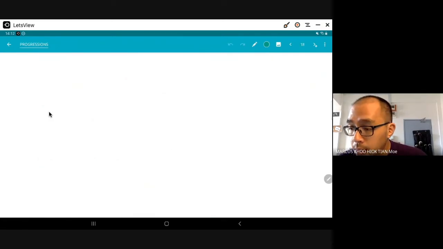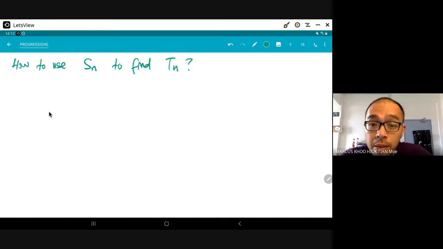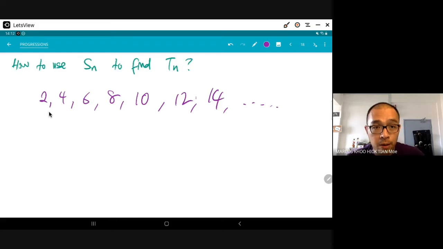Okay, alright. Another one that I want to show you is how to use Sn to find Tn. Okay, macam mana saya mau guna Sn to find Tn. Let me give you this situation. We use the simplest arithmetic progression yang kita tahu. 2, 4, 6, 8, 10, 12, 14, dan seterusnya. Now, let's say I want 1, 2, 3, 4, 5, 6, 7.